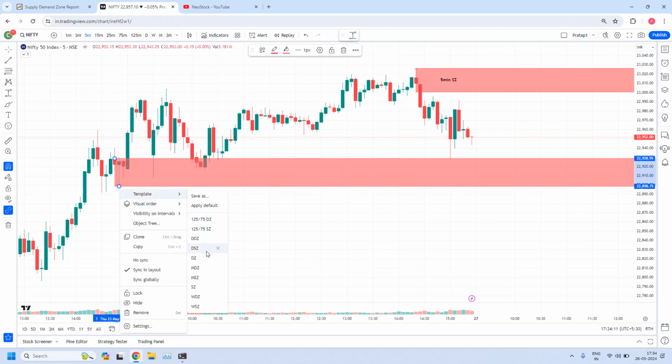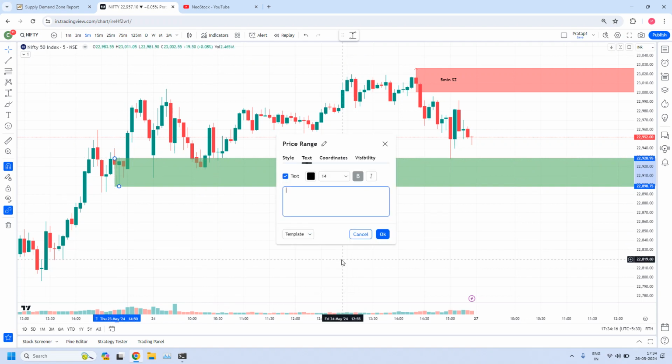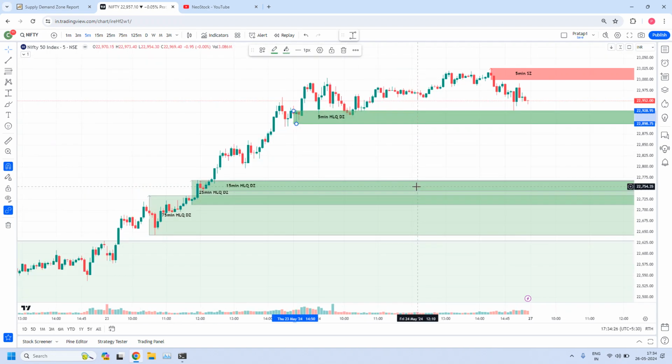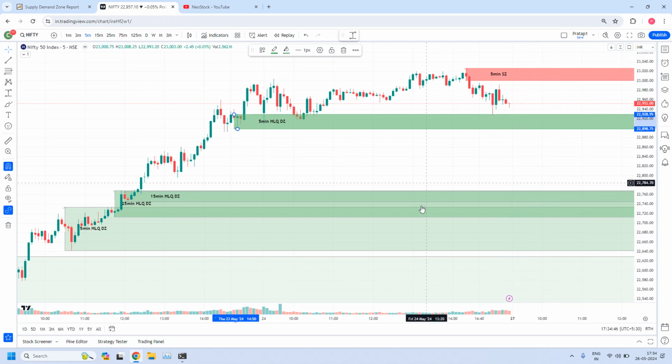This is the high liquidity demand zone. This demand zone held the prices several times. This is the 5 minutes high liquidity demand zone. So currently this is the range, prices are moving within this range. This is around 22,928, 23,000. Almost 70 points range is there within this area.